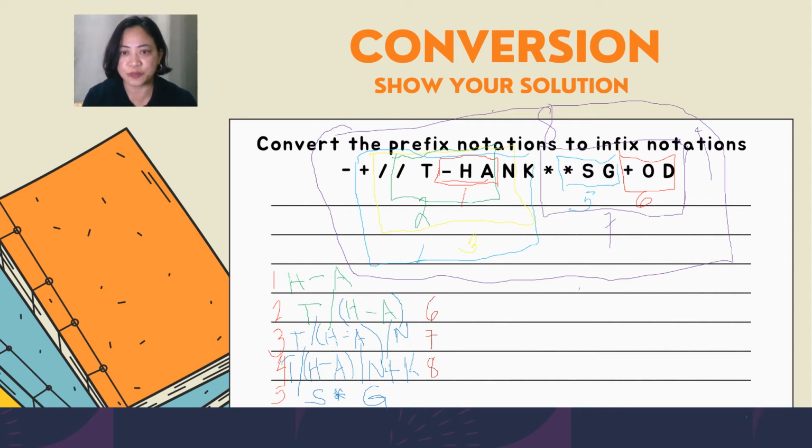And then on our sixth expression, we have plus OD. So we have operator, operand, operator, operand. Okay? And then on our seventh expression, we have times 5, 6. So 5 is on our left operand and 6 is on our right operand. So 5, copy lang natin si 5 times S times G. And then operator times, okay? And then operand number 6, copy lang natin.